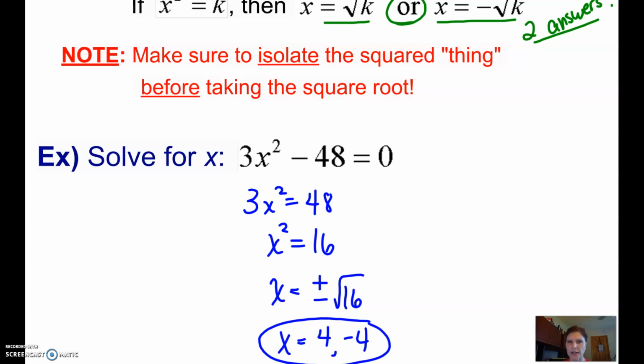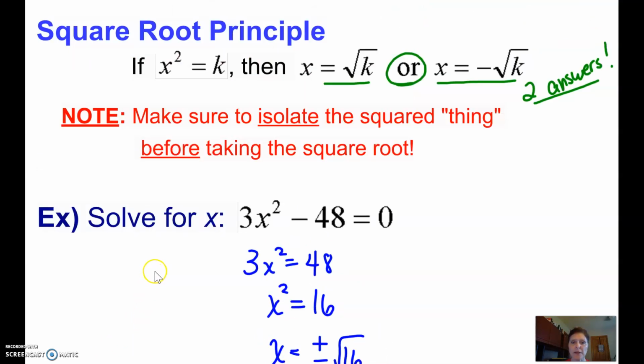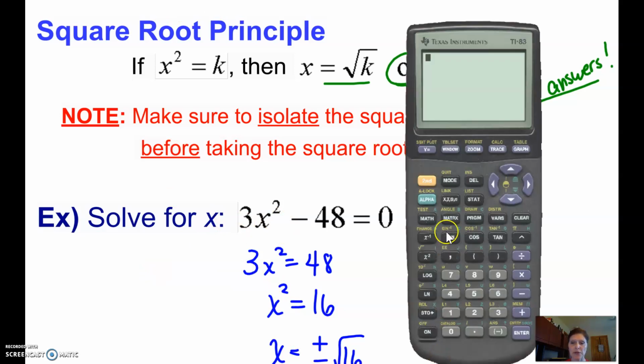So what about checking our answers? Well, we can plug them in directly into the original problem, and you can also use your calculator. So if I have my equation equal to 0, all I'm going to do is put in 3x squared minus 48. And my answers are, I think, 4 and negative 4 in the standard window, so I'm just going to go ahead and keep it in the standard window and graph this.